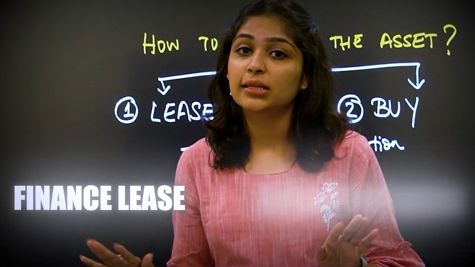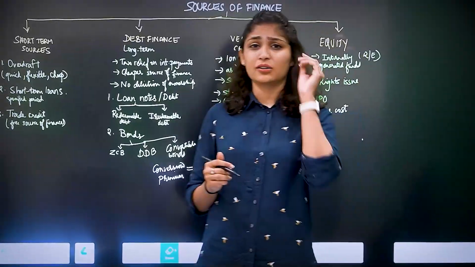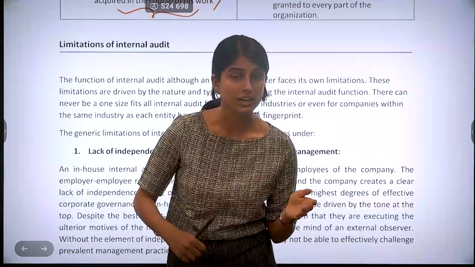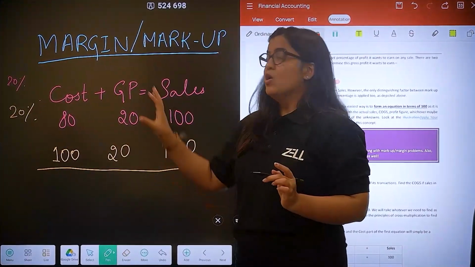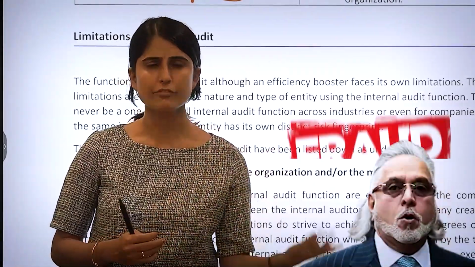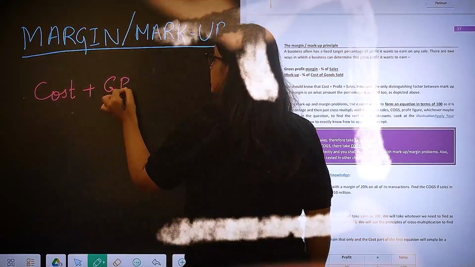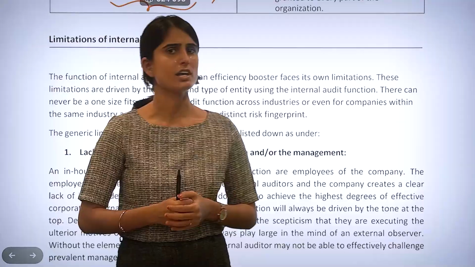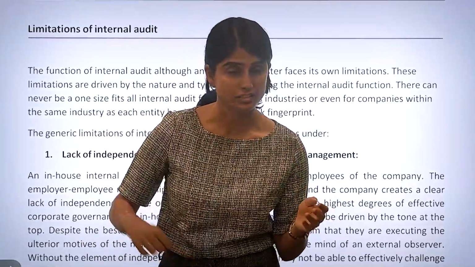finance fees, and then there is an operating lease. There are internal auditors everywhere, then how did that Vijay Mallya fraud even happen? Gross profit will give me the sales. Are internal auditors as independent as external auditors?